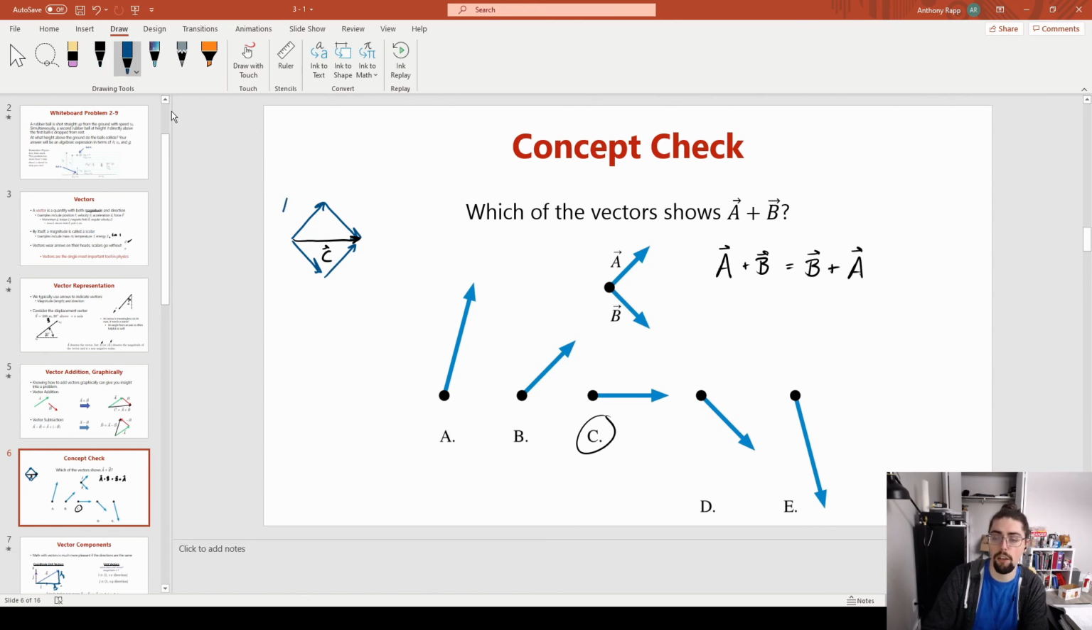So this would have been A, this would have been B, then this would have also been B, and this would have been A. But what we do is we say, okay, we started at this point. Here's my initial point. Here's my final point.